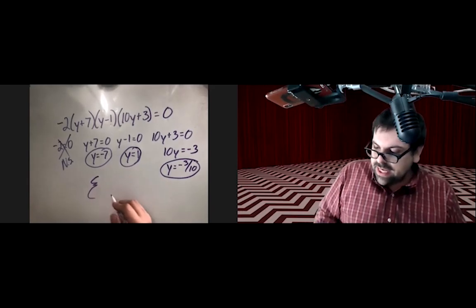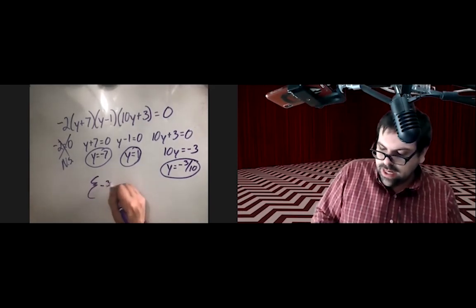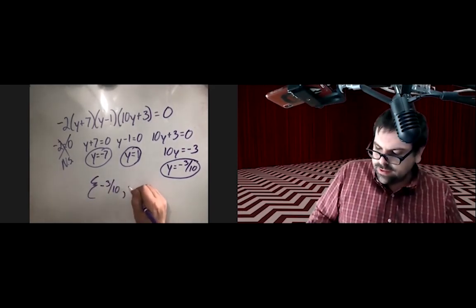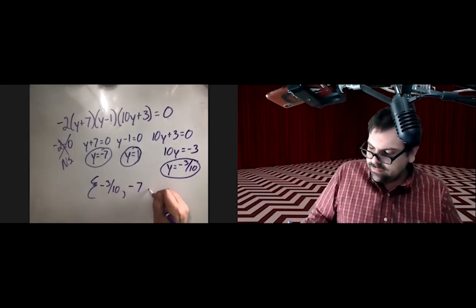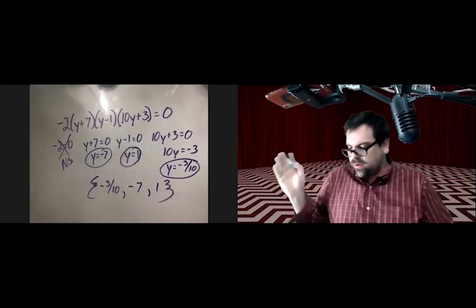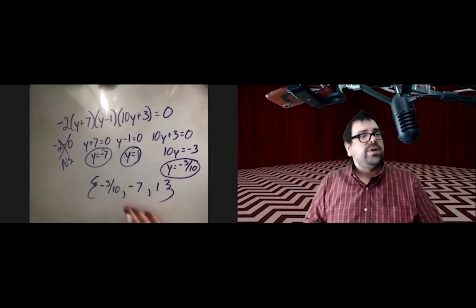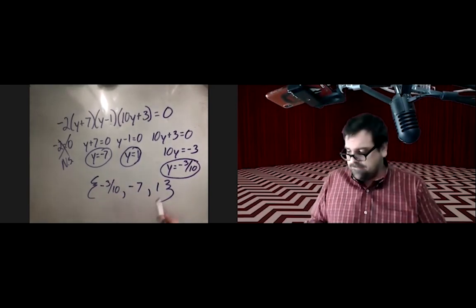So the solution set: negative 3 tenths, negative 7, positive 1. I can put these in any order. It doesn't matter. I'm just putting my 3 answers. All 3 need to be there, though.